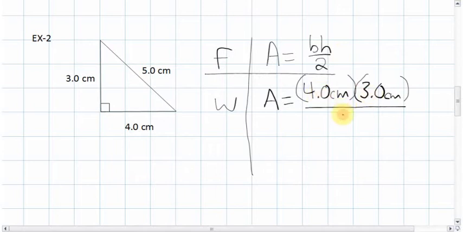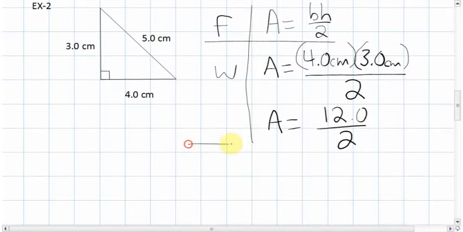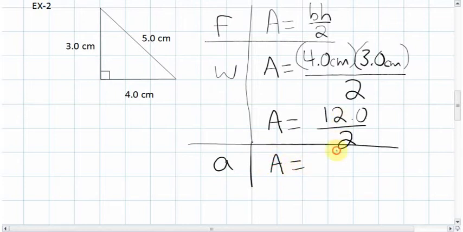So it's 4 times 3. Don't forget to divide by 2. It's the most common mistake that's always made: people forgetting to divide by 2 for triangles. And we get area equals 4 times 3, which is 12, divided by 2. And we're set for the answer. Area is 12 divided by 2, which is 6. Units are centimeters, and because it's area, squared.